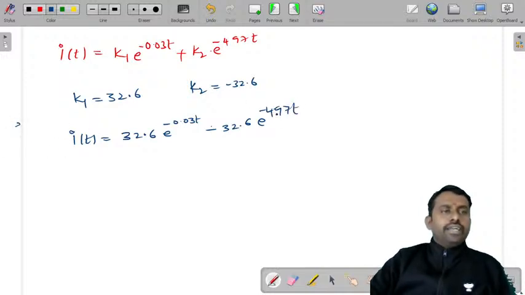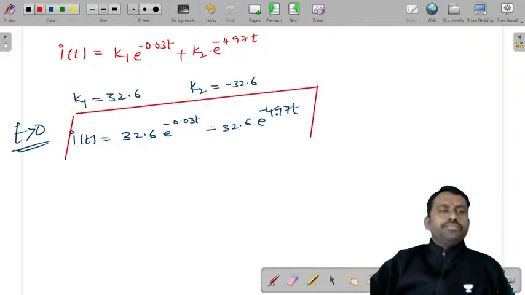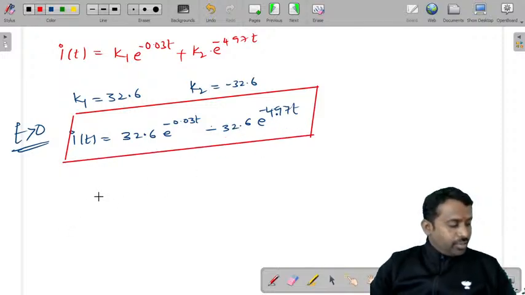So this is the current expression for t greater than 0. This is current I of t for t greater than 0 for the given question.